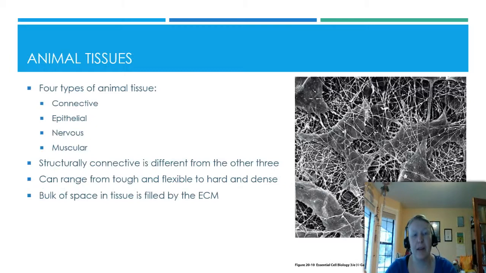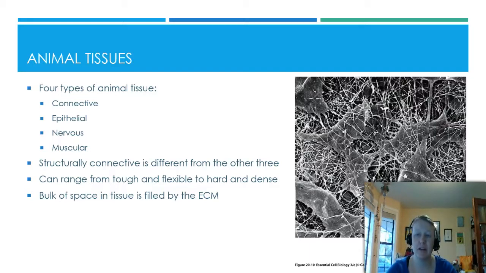Alright, so now let's talk about animal tissues. There are 4 types of animal tissue: connective, epithelial, nervous, and muscular. And connective is really the only one that's different from the other 3. The other 3 all have similar tissue structure designs.